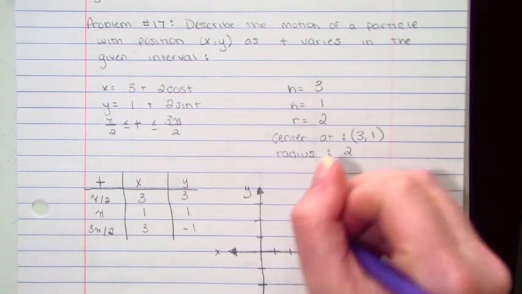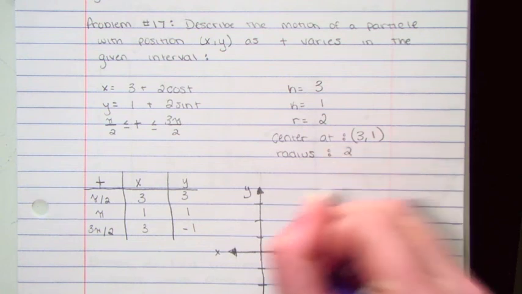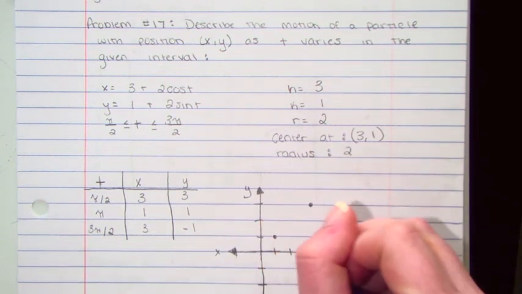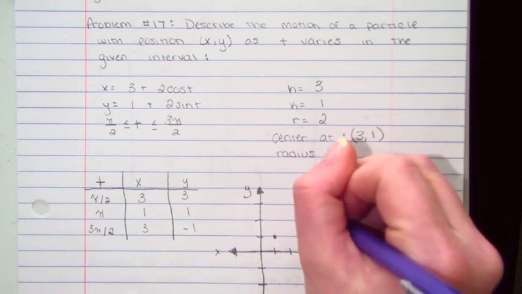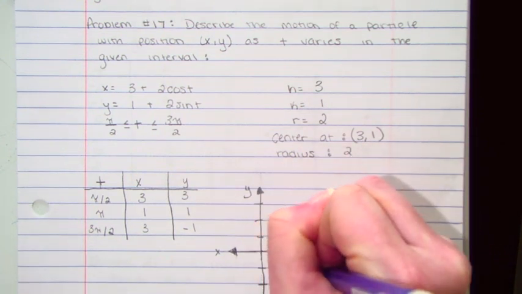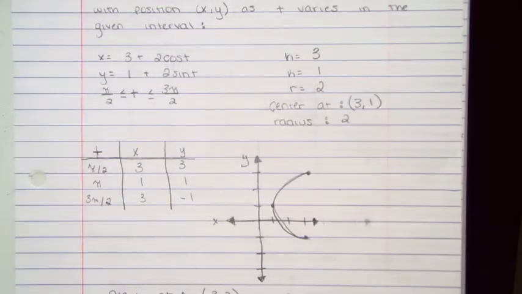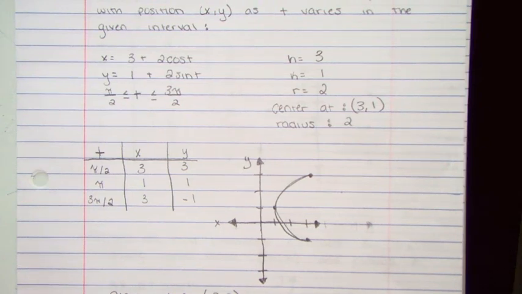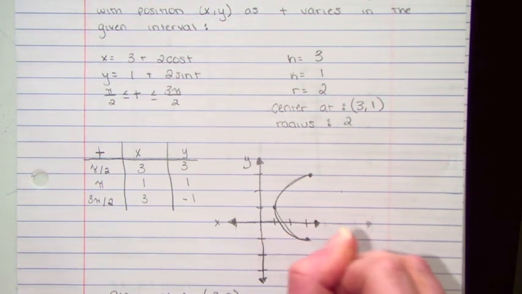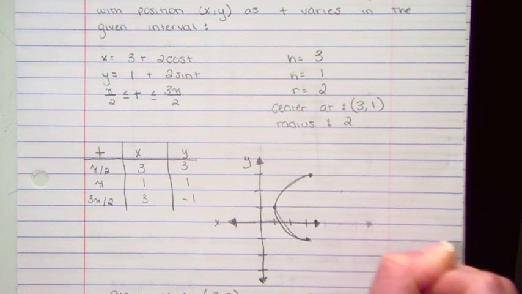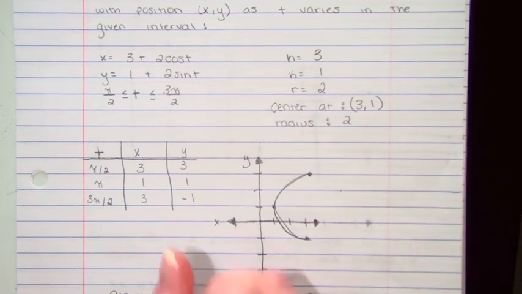Then plot the points on your graph and connect the points counterclockwise to create the parametric circle. Starting at the point (3, 3), our parametric circle moves counterclockwise to the point (3, -1), and this shows us 1/2 of a circle.